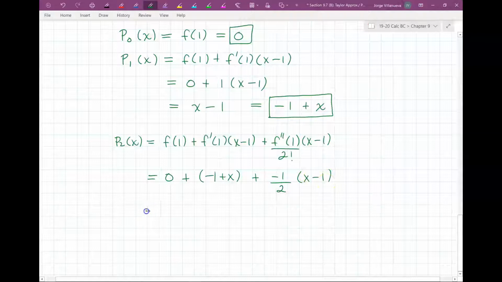So let's write it out. Negative 1 plus x minus half x minus 1 squared. Yeah, it should be squared. Sorry about that. I just noticed I didn't put it there. But they should all be squared. So there's that answer.